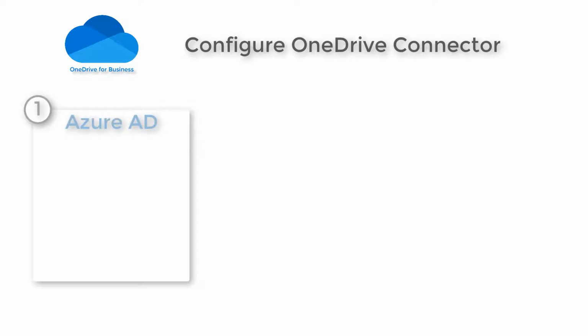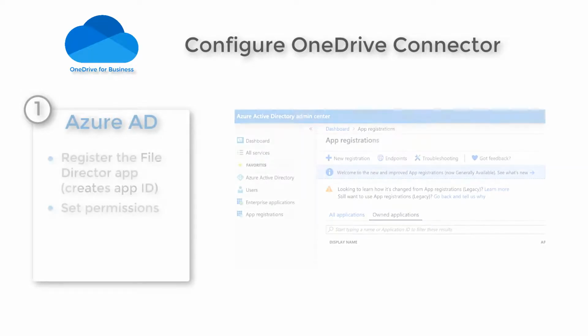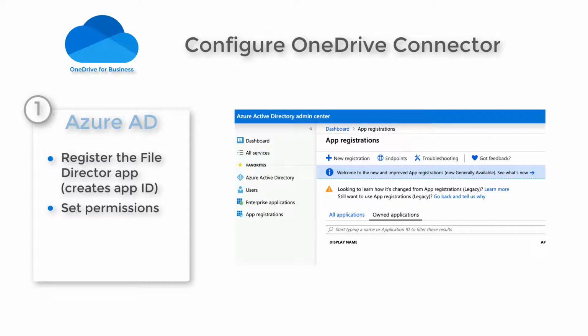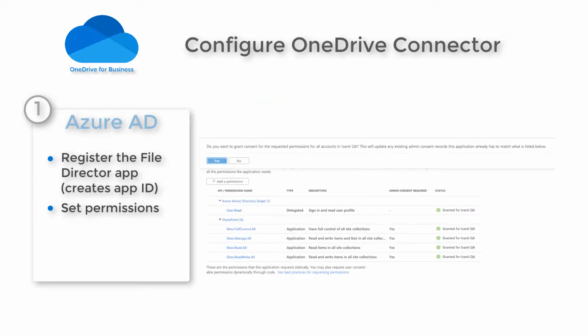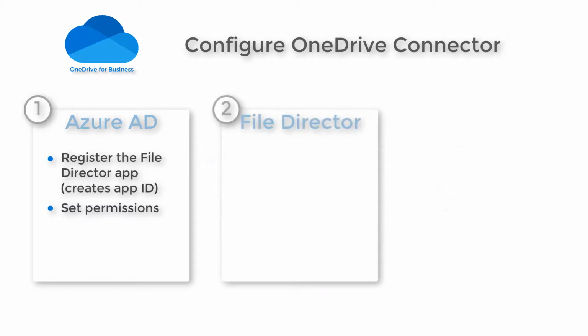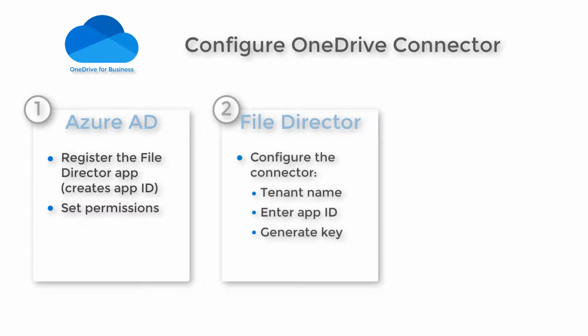Firstly, you log in to Azure AD as an Office 365 administrator. You register File Director as a new app. This process provides you with an app ID. You then configure and grant Office 365 SharePoint Online API permissions for your app. With the app ID from Azure, you can configure the Cloud Connector in File Director.